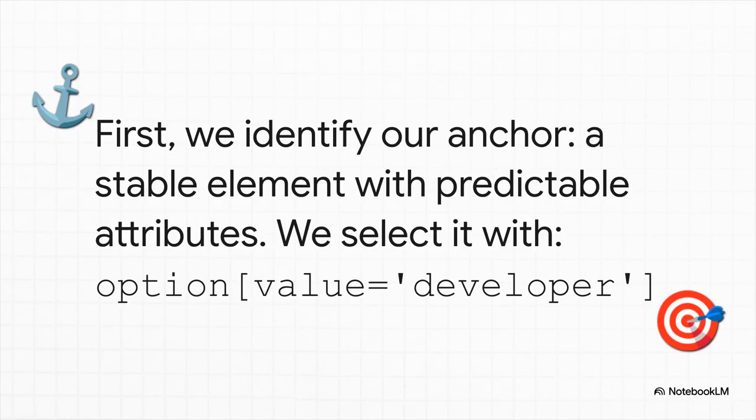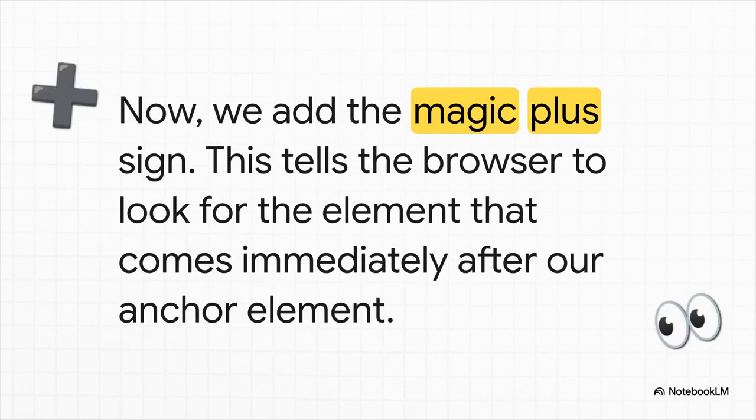Let's assume that the option with the value developer is static and totally predictable. We can select it easily with a standard attribute selector, just like this. This is our solid starting point. And now we add the magic ingredient, our plus sign. This little guy tells the browser, okay, you found the developer option, great. Now your next job is to find the element that comes immediately after it.